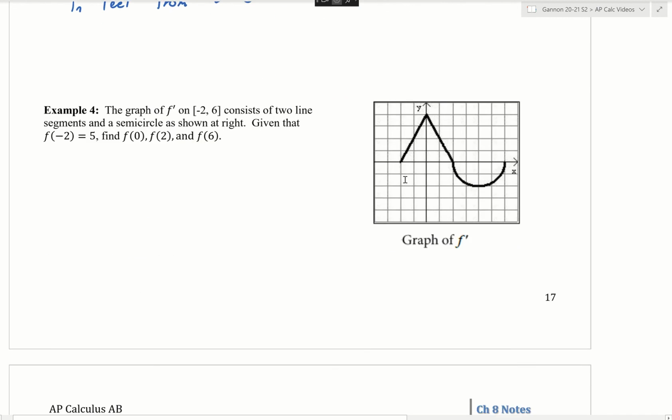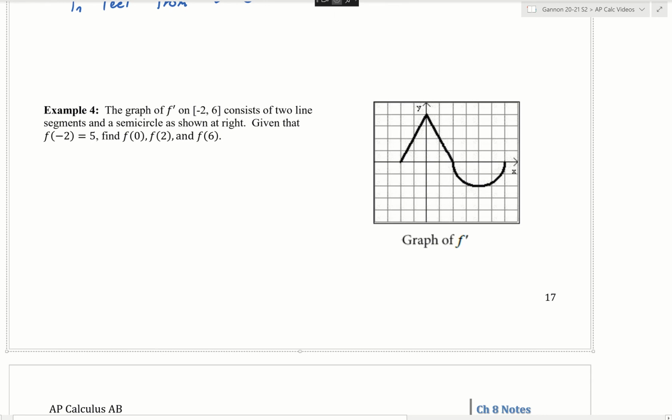All right, we got one more. We'll take a look at example 4, and that'll be it for the video. It says the graph of f prime on the closed interval from -2 to 6 consists of 2 line segments and a semicircle as shown at the right. Given that f of -2 is 5, we want to find f of 0, f of 2, and f of 6.